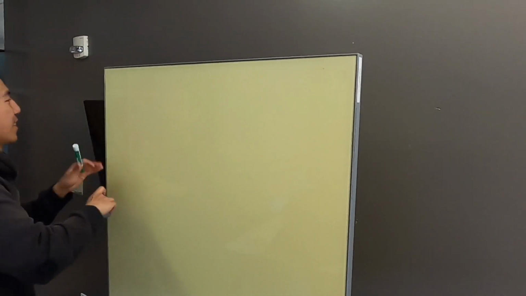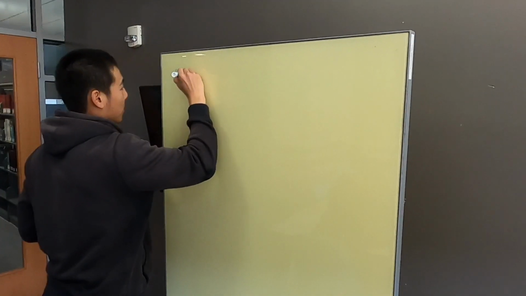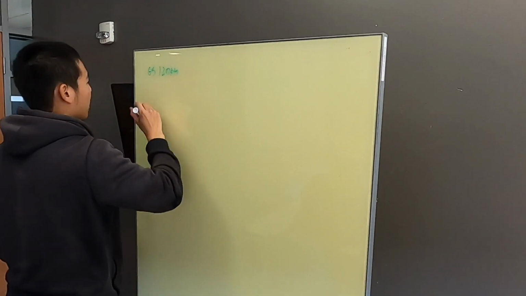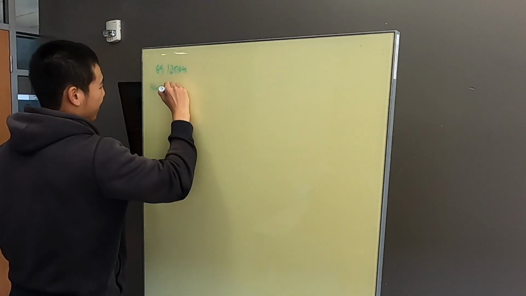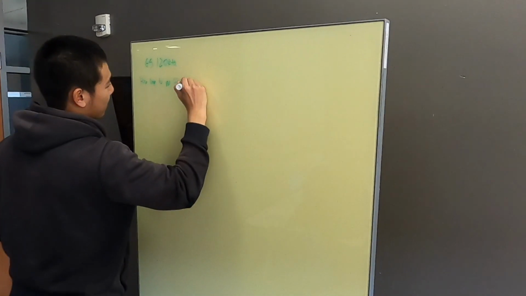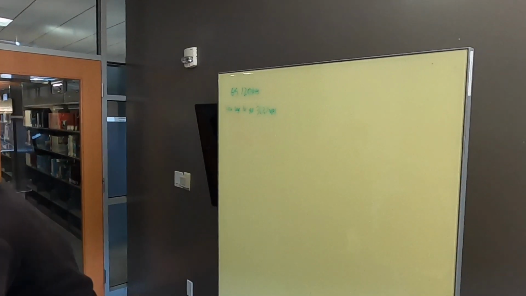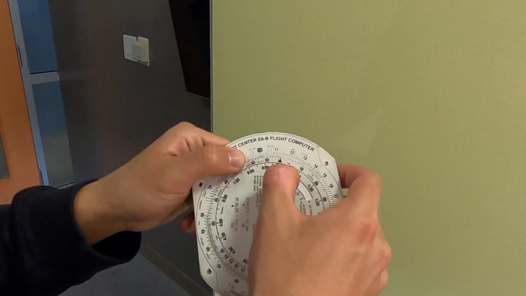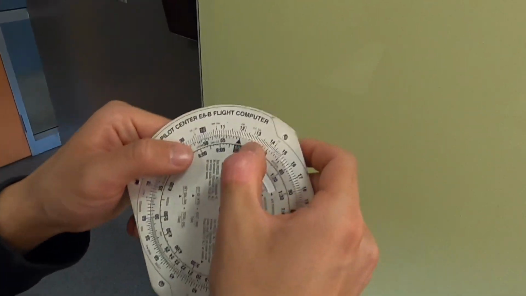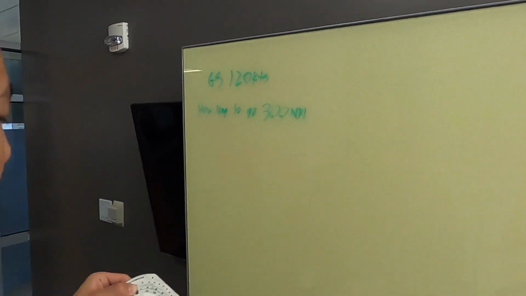Let's do a harder one. Let's say you have a ground speed of 120 knots. This time I want to know how long will it take me to go 300 nautical miles. Well, since we're given a speed, we're going to set it up with the 60 here. Boom. Step one done. Now we need to find out how long it's going to take to go 300 miles.